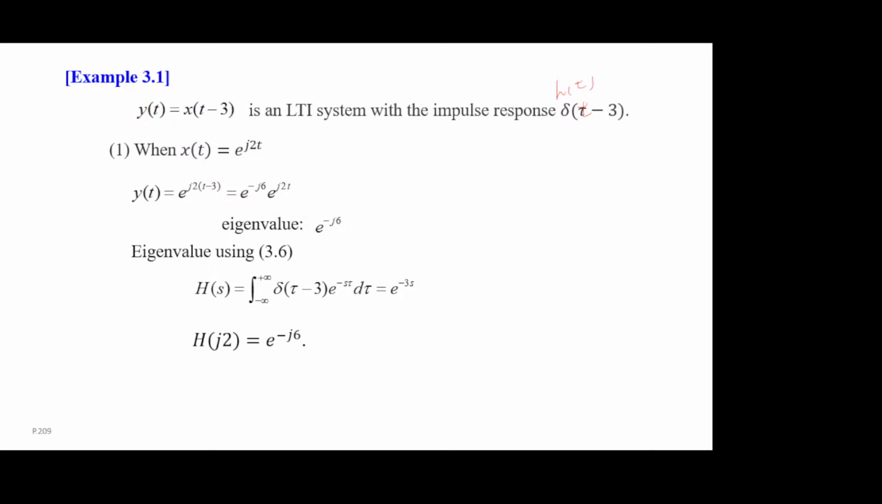Okay, so we see that everything we say makes sense. E to the st is indeed the eigenfunction for this LTI system, and the eigenvalue is what we expected. The eigenvalue is this integration: this big H of s is the integration of small h times e to the minus s tau. Question about the example?